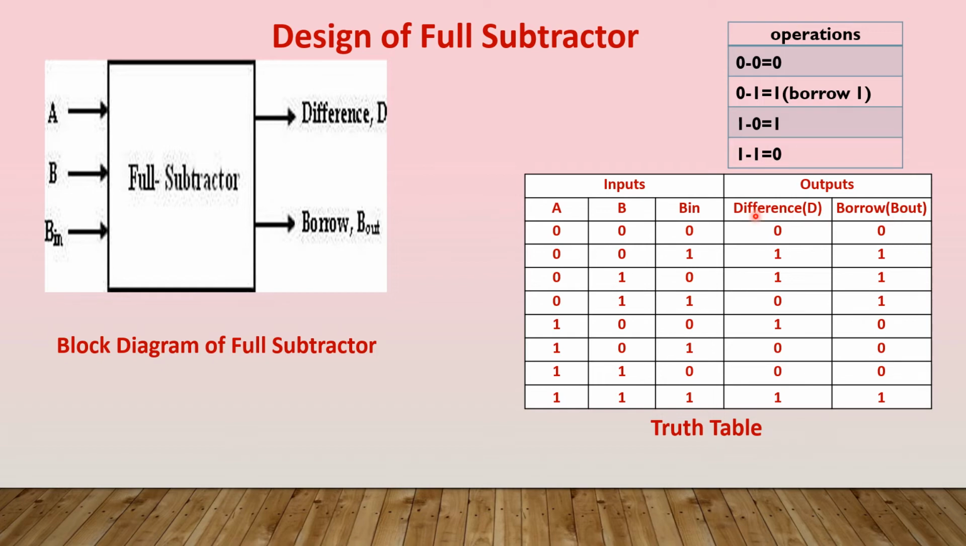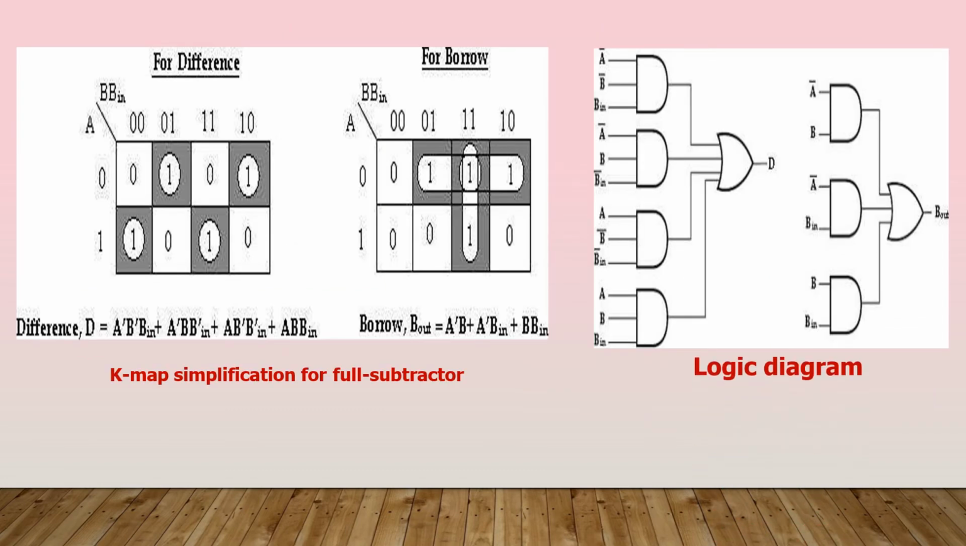So for the difference K-map, wherever the difference D is equal to 1, the corresponding combination can be represented as 1 in the K-map. That will be the next step. So for difference as well as for borrow, we'll be representing the ones. And next to that, we'll be grouping the ones. So all the single ones as a group, and this is the second group, third group, fourth group. So this K-map has 4 groups.